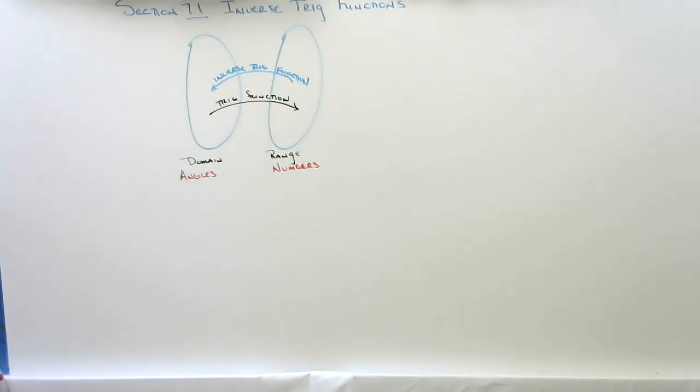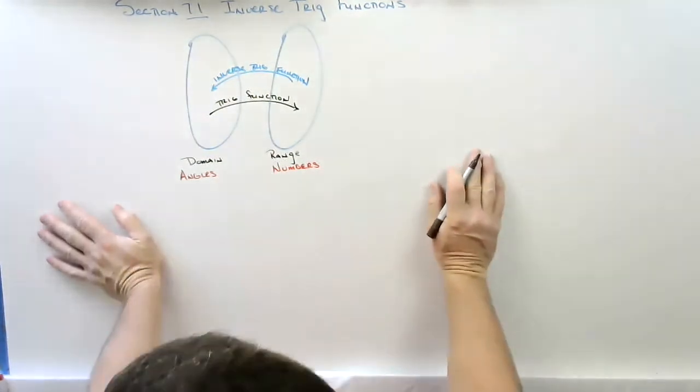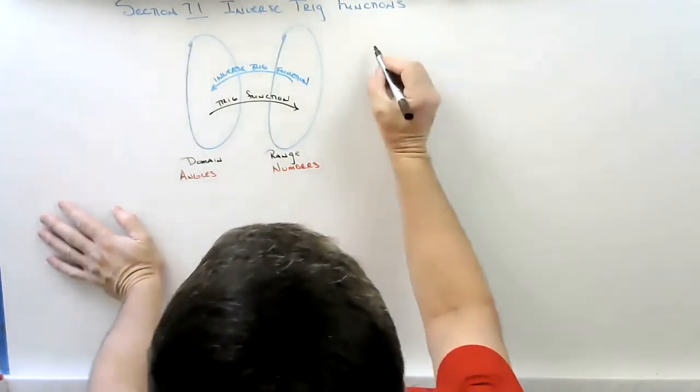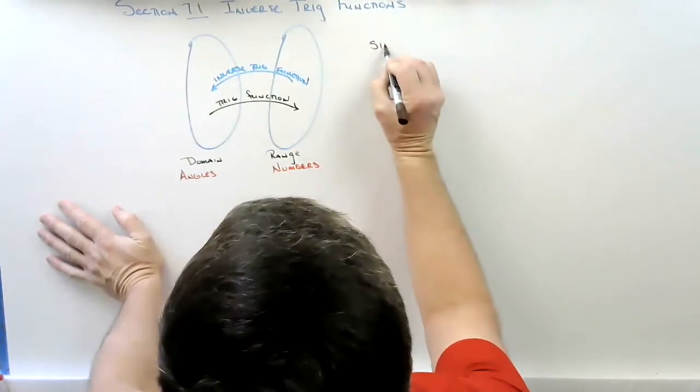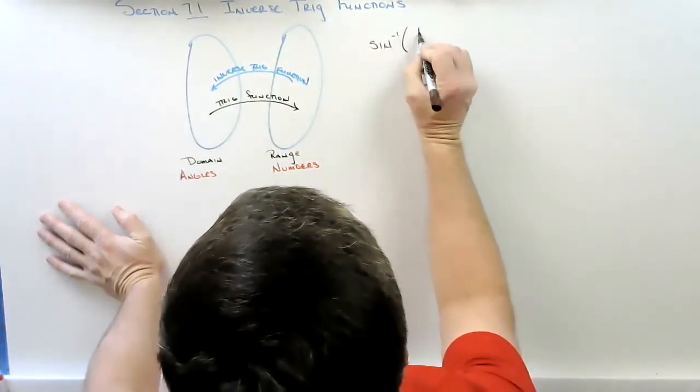So if we're going to learn about inverse trig functions, we're always going to do this with the idea in the back of our mind that this is section 7.1, right? It can't be that bad. So let's just write down a problem and see what happens. A question that we're going to encounter is going to be something that looks like this.